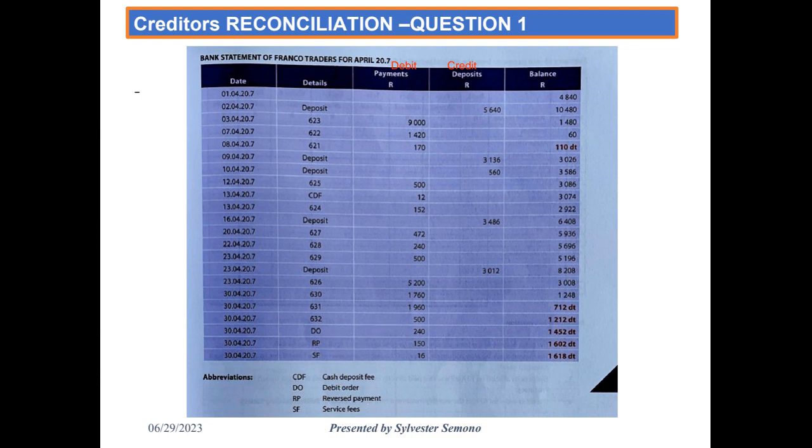The debit order, and that reversal here. Can you see here? There's a reversal of how much? 150. Yes, a reverse payment. So there's a reversal of 150. Because we already reversed it in our books, you can just scratch it or tick it so that we cannot use it again. So we're not going to touch this 150 for now.